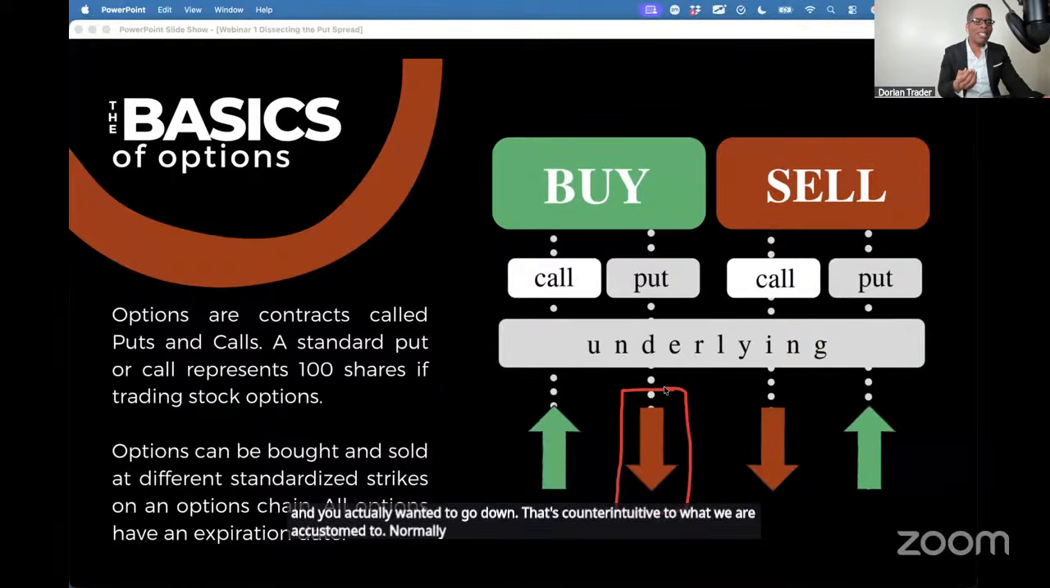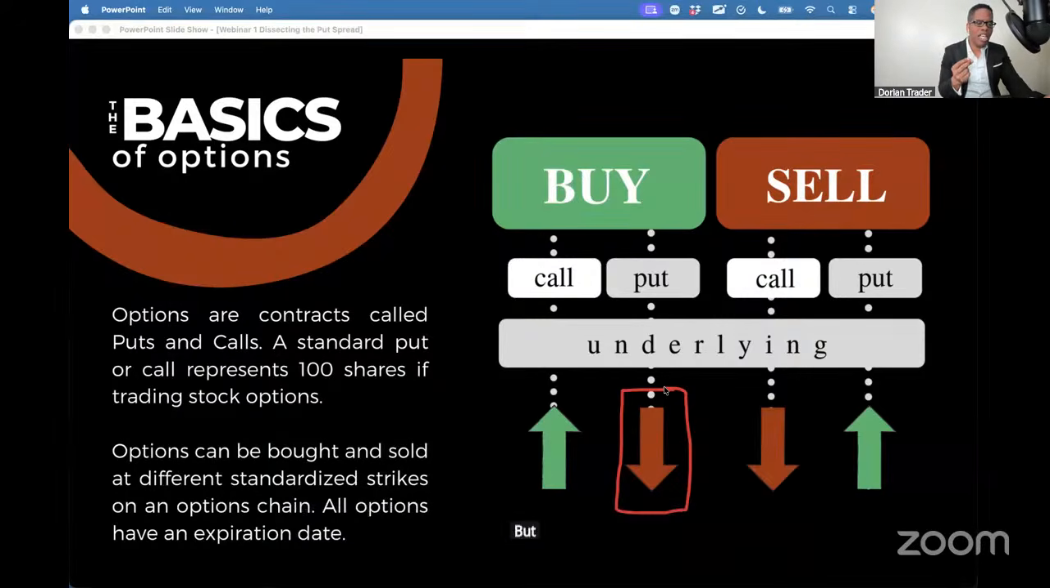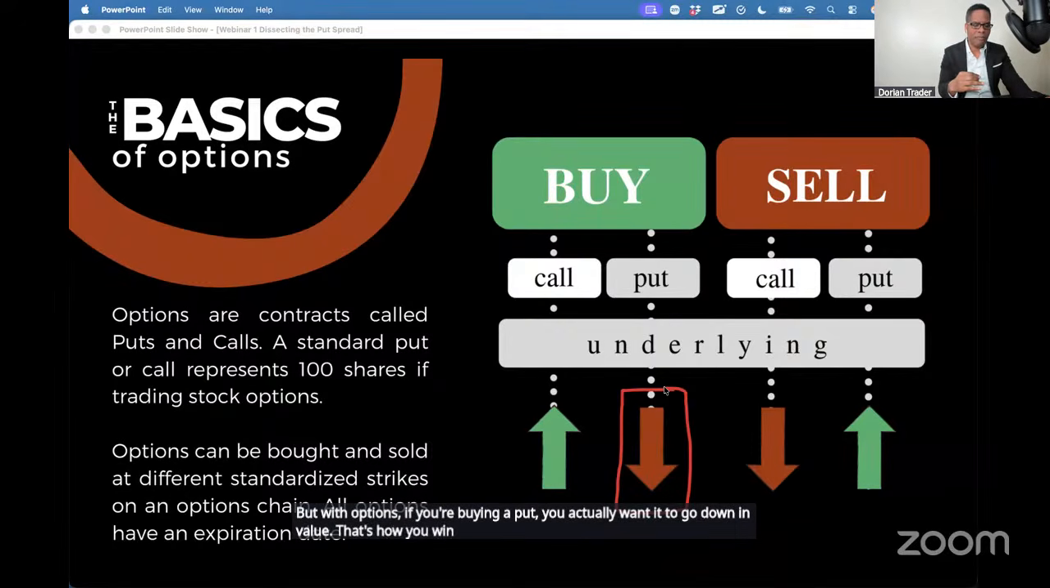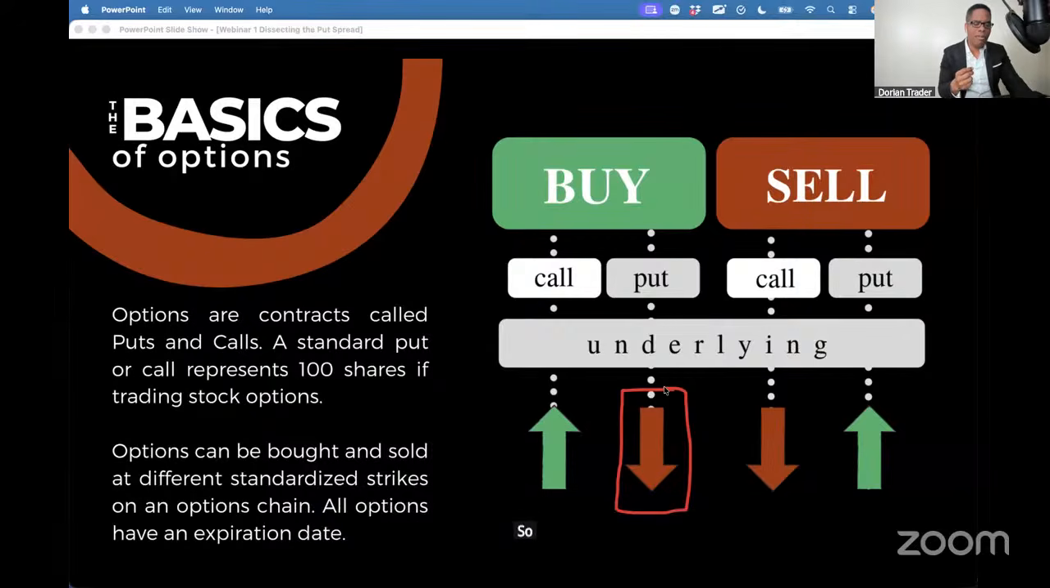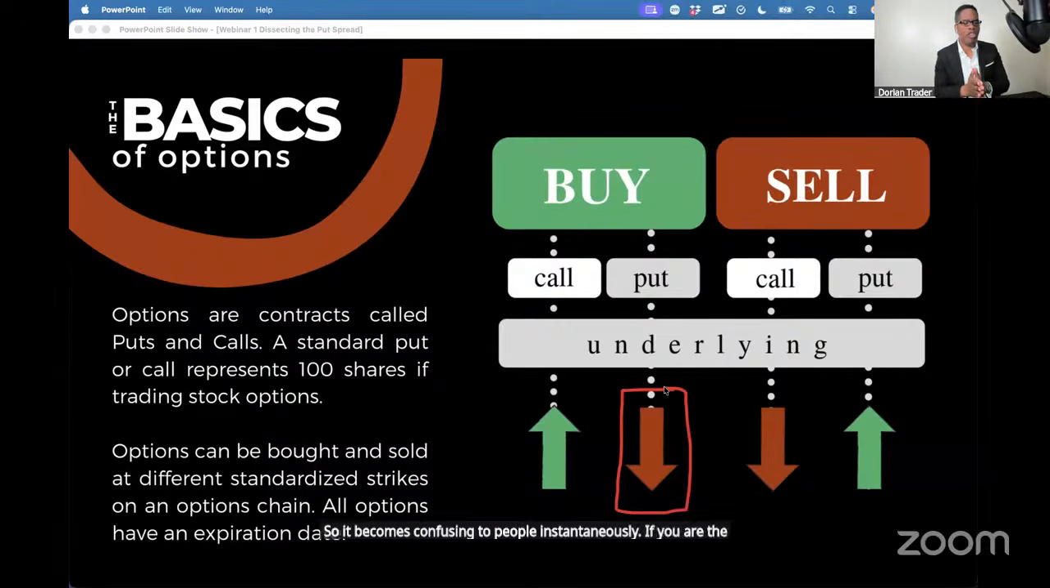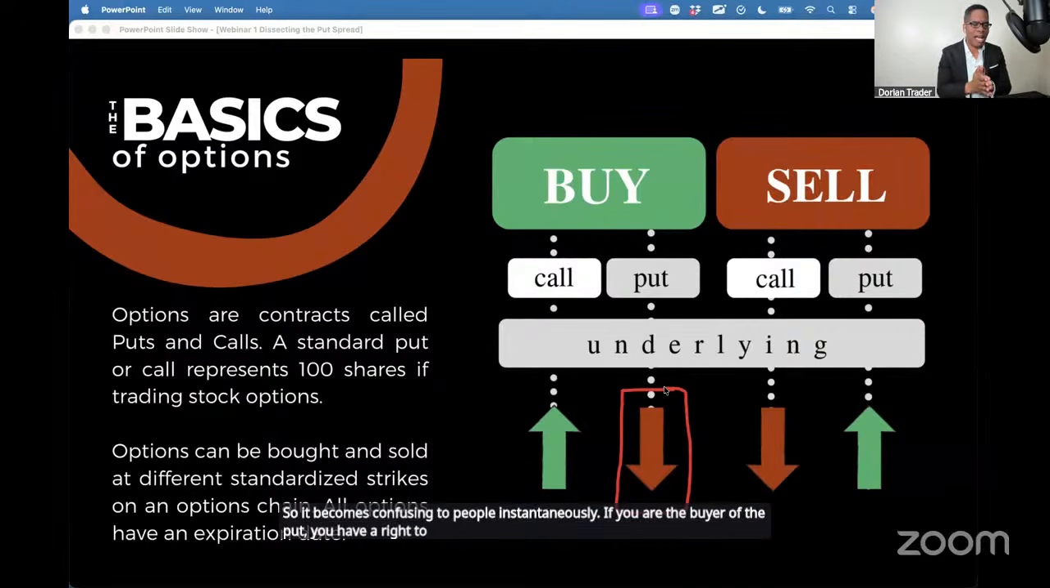Normally, when we're buying something, we want it to go up in value. But with options, if you're buying a put, you actually want it to go down in value. That's how you win. You're bearish. So it becomes confusing to people instantaneously. If you are the buyer of the put, you have a right to sell, but not an obligation. You have a right to sell at a strike price. That's the textbook definition.